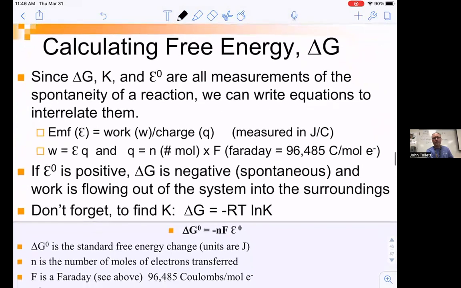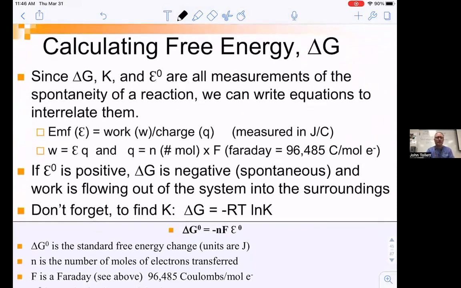So calculating free energy in terms of cell potential, the formula is down there on the bottom and it goes through what each of the variables are, but I'll talk just briefly about it. So delta G, K, and your cell potential, E naught, are measurements of that spontaneity, right? So if a K value is really high, greater than 1, it's going to favor the products and be likely spontaneous. If delta G is negative, it's spontaneous. And if the E cell number is positive, that means that it is also thermodynamically favorable.